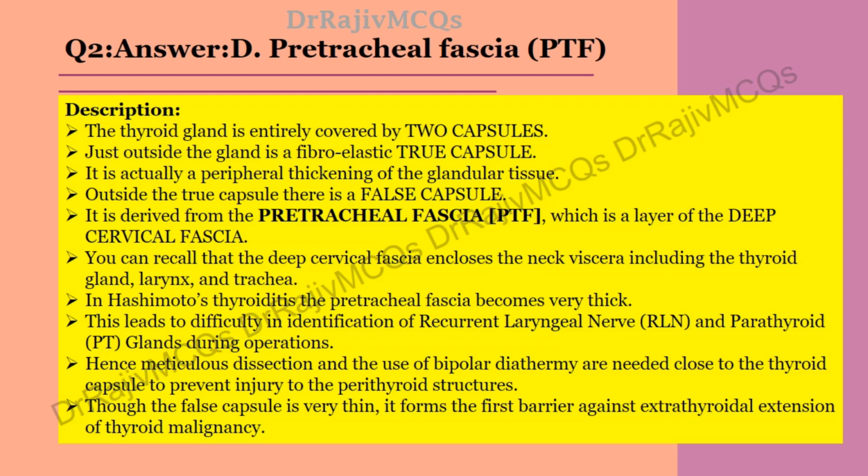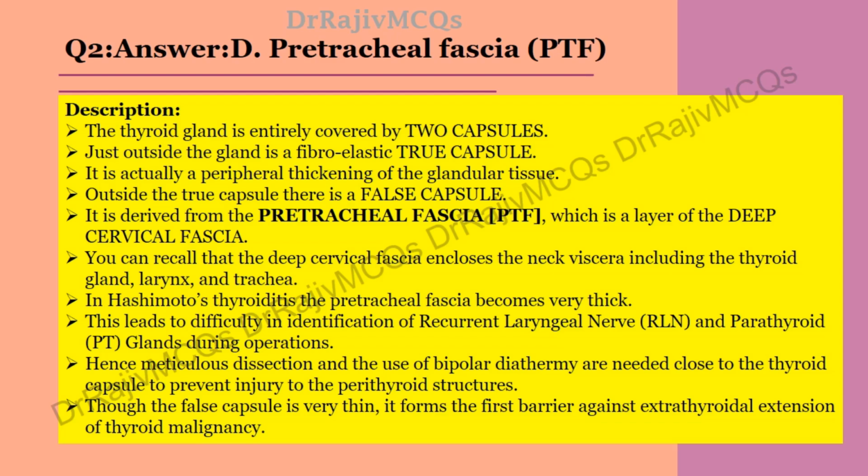This architecture can be compared with the prostate, where a venous plexus lies between the two capsules of the gland, and during prostatectomy, both capsules are left behind to avoid excessive hemorrhage. Outside the true capsule, there is a false capsule. It is derived from the pretracheal fascia, which is a layer of the deep cervical fascia.